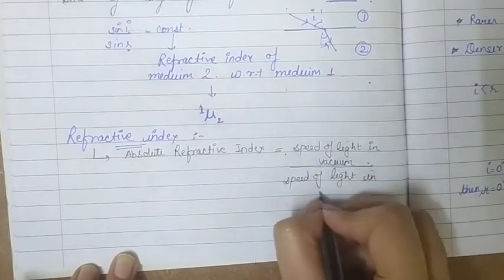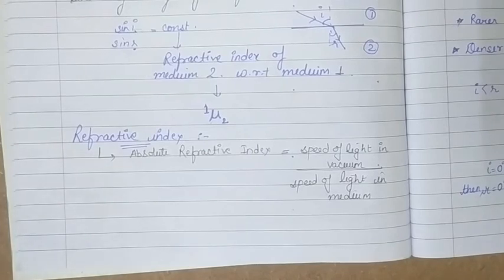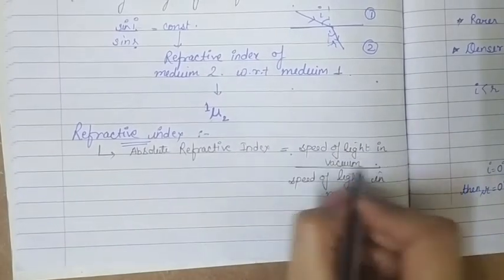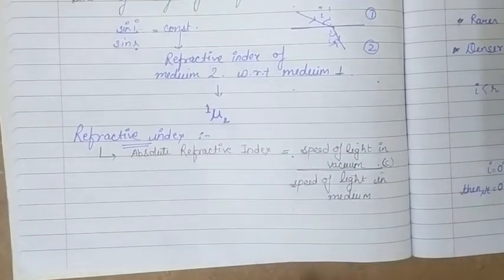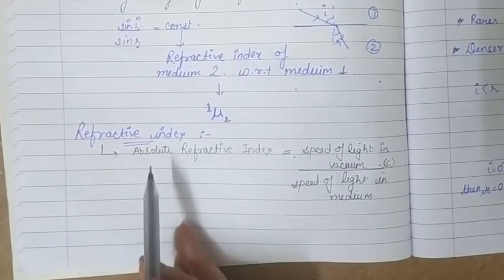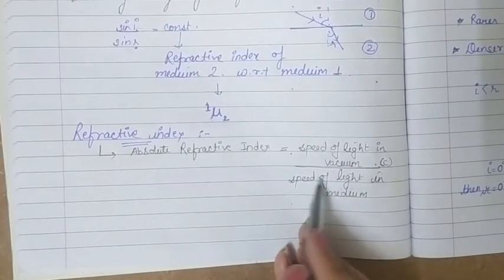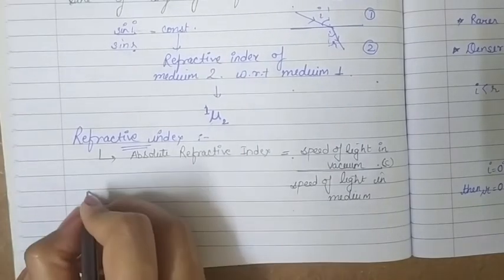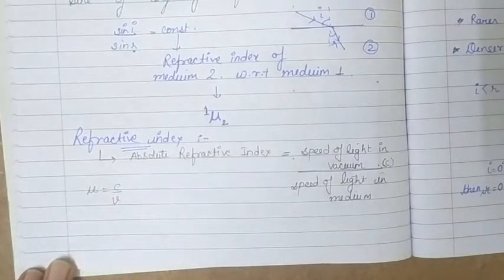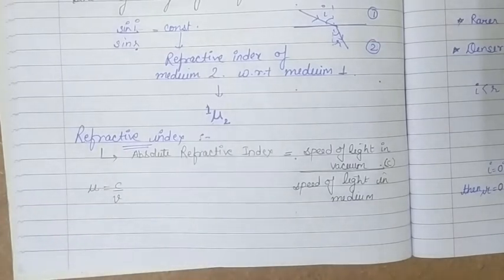in medium. Now this medium is the one whose refractive index we want to find. So suppose we want to find the absolute refractive index of glass, then it will be C, this value is C, 3 into 10 to the power 8, this is fixed. So it will be C upon speed of light in glass. If I am talking about water, then the absolute refractive index of water is equal to speed of light in vacuum upon speed of light in water, and it is given by mu is equal to C upon V, where V is the speed of light in the given medium and mu is the refractive index of that medium.